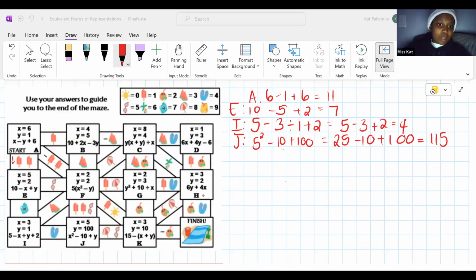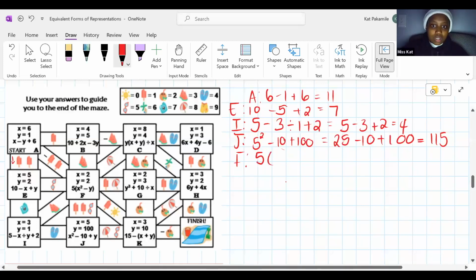Because it's the lollipop losses. 1 and a 1 and a 5. All right, so now we are on F. Guys, this is helping with substitution, which we've been doing just now. What's the answer for F? Has anyone figured it out? It's going to be 5 times 2 squared minus 2, which is 5 times 4 minus 2, which is 10. So we have 10.